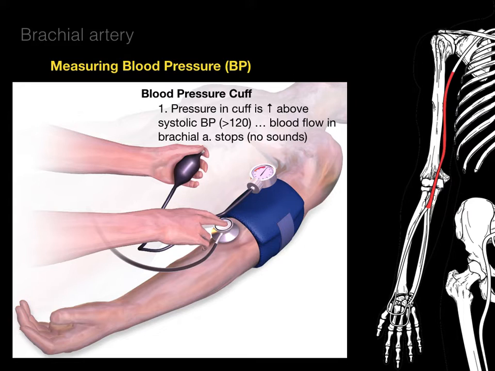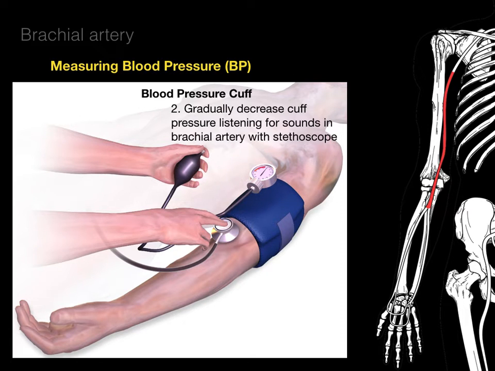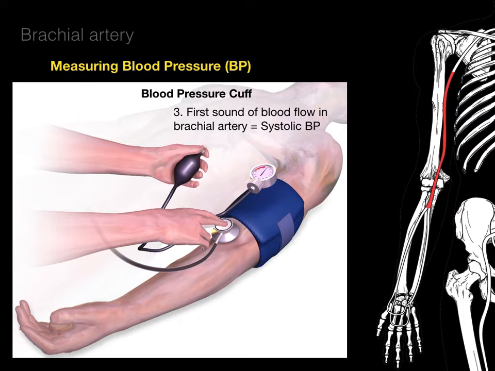We first increase the pressure in the cuff above systolic pressure. So we make it so that the cuff is higher than 120 millimeters of mercury pressure, which then stops blood flow in the brachial artery. And if you stop it, there's no sounds. Then gradually decrease the cuff pressure, and you start listening for sounds in the brachial artery with the stethoscope. And the first sound of blood flow in the brachial artery is systolic blood pressure, which means that the pressure reading where blood starts flowing through that brachial artery is the systolic blood pressure.